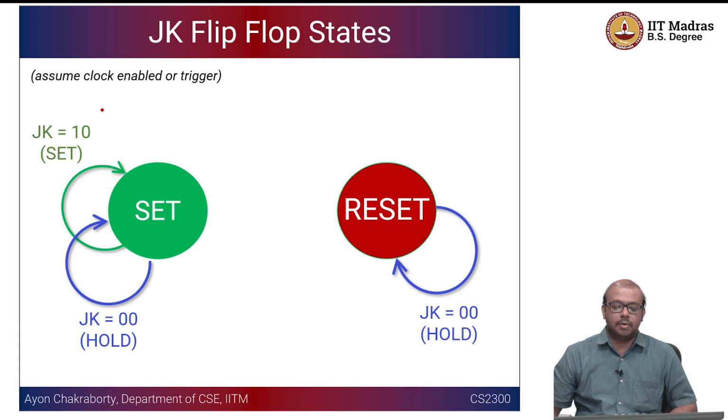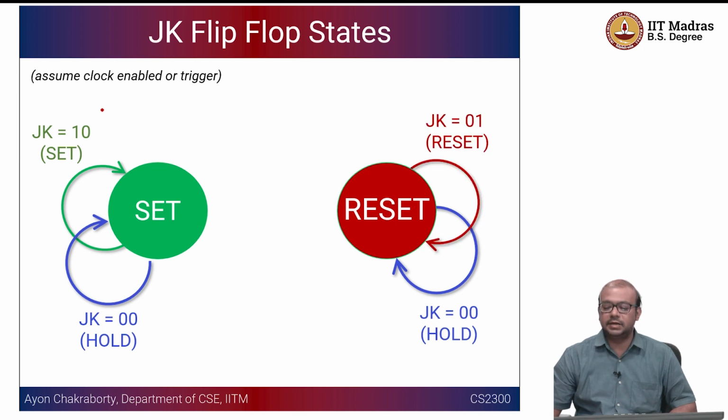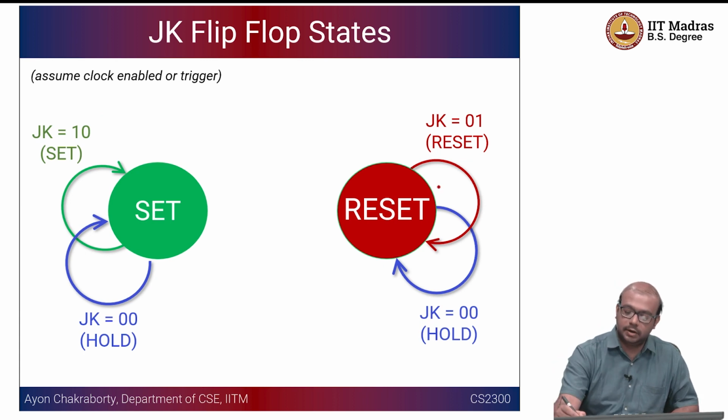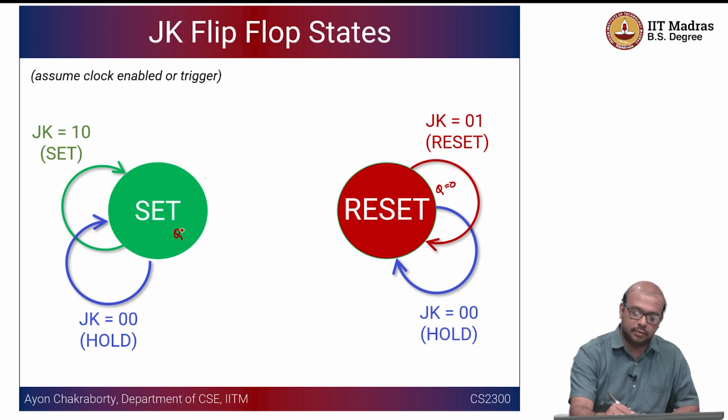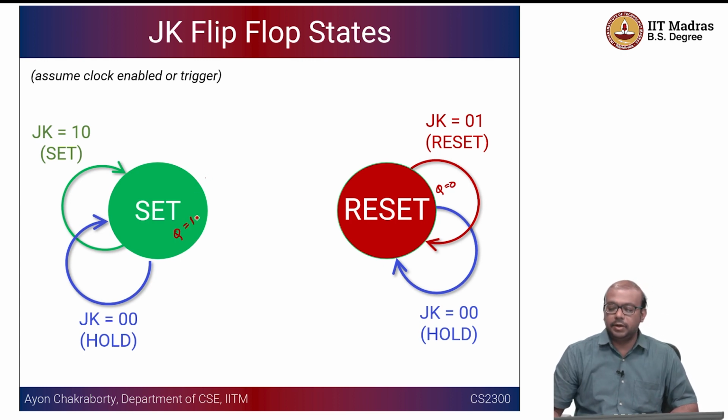If you put j equal to 1, which is setting the value of q to 1, if you are trying to do that on a set state, if the current state of q is itself q equal to 1, and if you are trying to put set there, j equal to 1, k equal to 0, it is not going to change its state, it is going to remain in the same state. Okay. Similarly, if it was in the reset state, that is, if it was q equal to 0, and you are trying to reset that circuit by putting j equal to 0 and k equal to 1, it is going to remain there. No transfer of states, right?